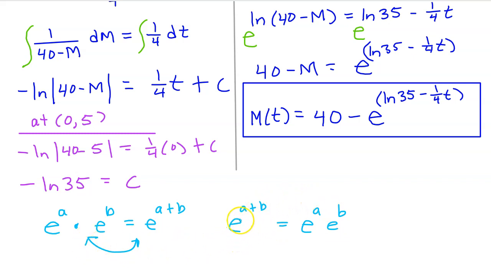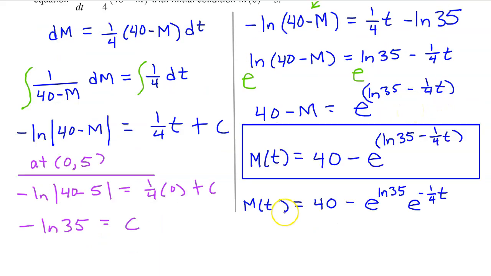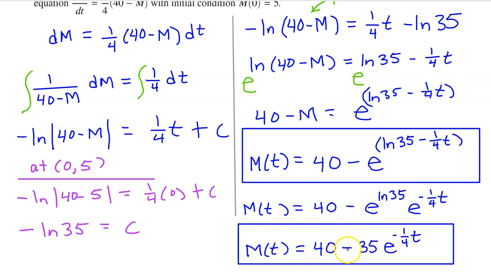So anytime I have e and a sum or a difference, I can turn that into a multiplication problem. But that's what we have right here. I have e to the a minus b. So I could rewrite this part as e to the a times e to the negative b. So now we have m of t equals 40 minus e to the natural log 35 times e to the negative 1/4 t. But this part can simplify because now the e and the natural log can cancel each other out, leaving behind the 35. So the simplified answer looks like this.